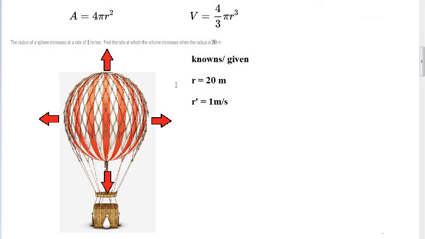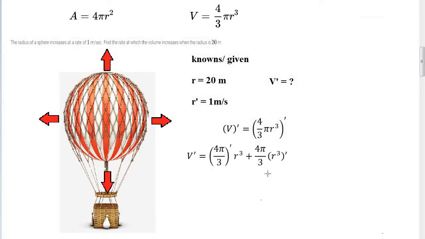Okay, so these are knowns. Now, what don't we know? We are asked to find the rate at which the volume is increasing. Sounds like V prime is going to be a question mark. And this, my friends, is where implicit differentiation is going to come into play. If we take our expression for the volume and apply implicit differentiation on both sides, and I leave verification of the product rule to you, our final result is going to look like this: V prime equals 4 pi r squared times r prime.